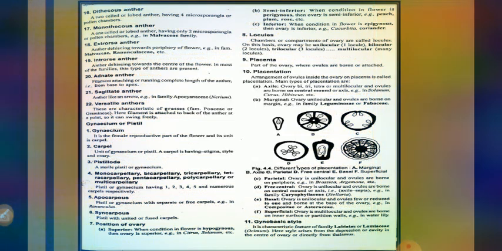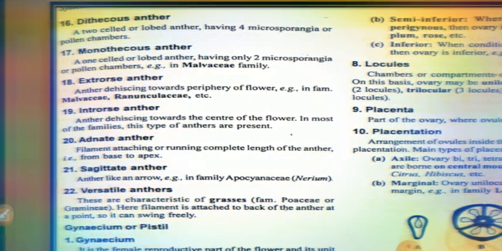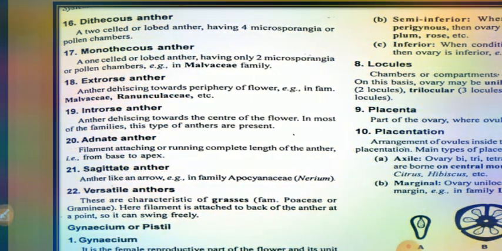Then dithecous anther. Dithecous anther means two-celled or lobed anther having 4 microsporangia or pollen chambers. Then monothecous means one-celled or one-lobed anther having two microsporangia, and this is mainly found in the Malvaceae family.